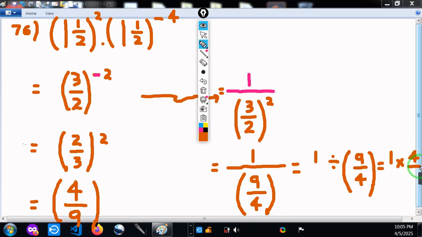Sorry, again, if we invert 1 times 4 over 9, then that one will give us 1 times 4 is 4. The downstairs there is 9. 100% correct. That's 4 over 9 is 4 over 9.